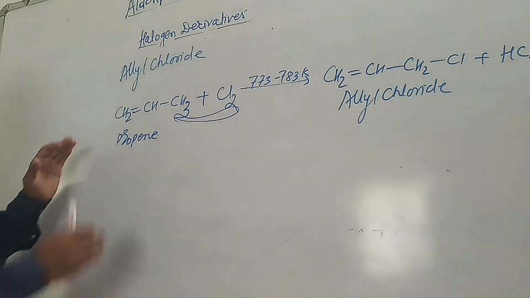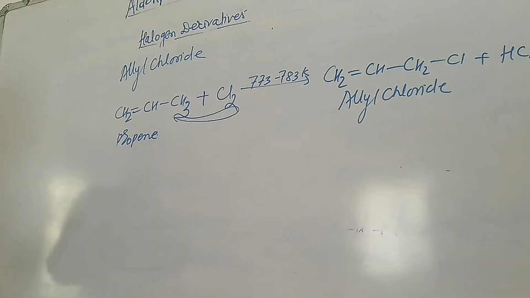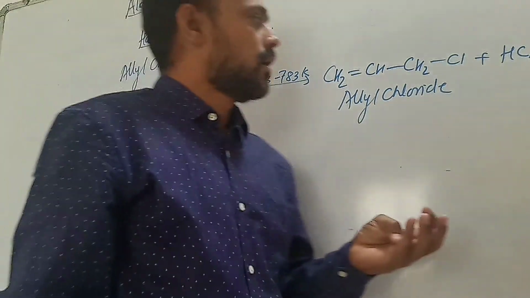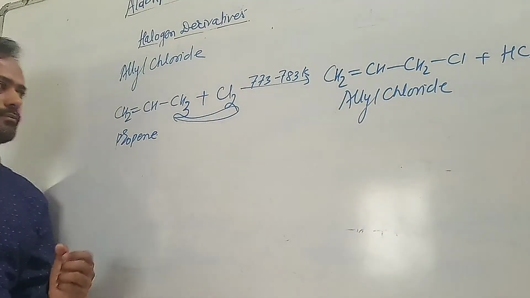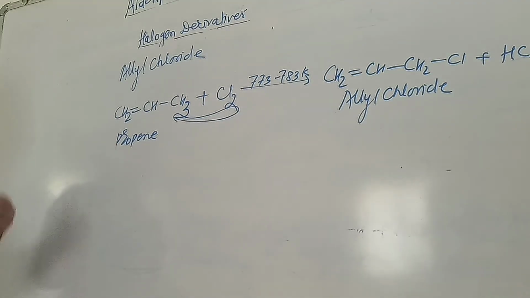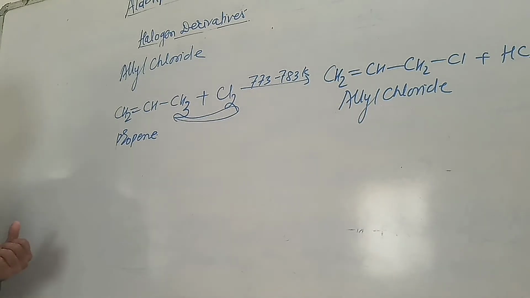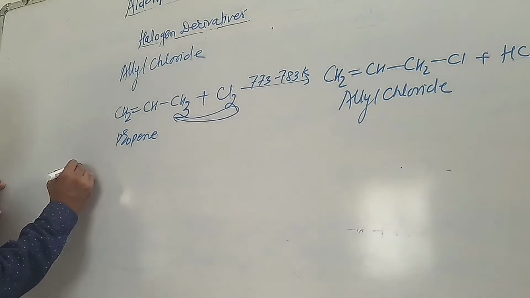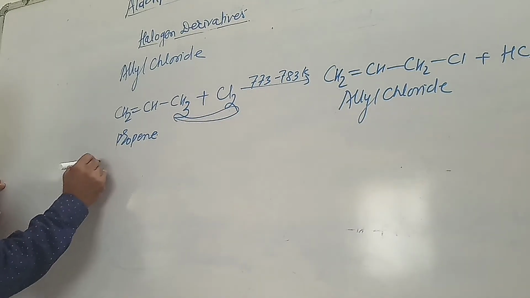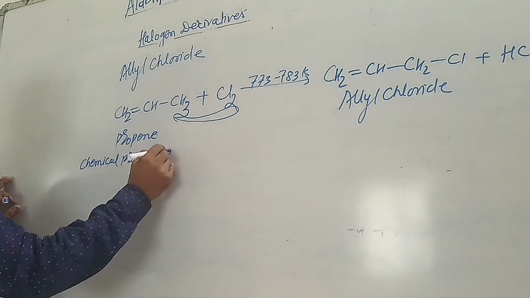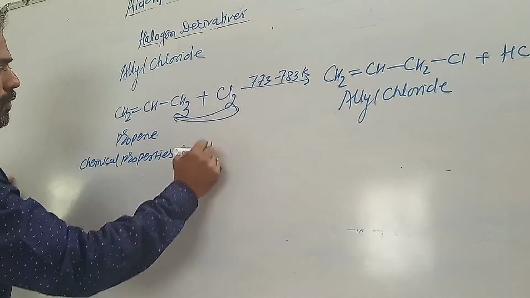Like vinyl chloride, which shows nucleophilic substitution reaction, addition reaction, elimination reaction and polymerization reaction, allyl chloride also shows elimination reaction, addition reaction, nucleophilic substitution reaction and polymerization reaction. Now we see the chemical properties of allyl chloride.